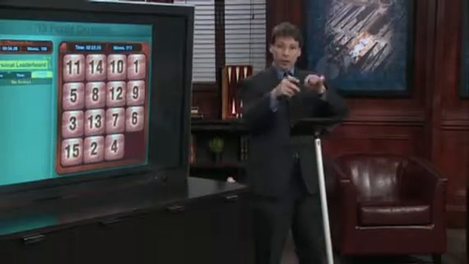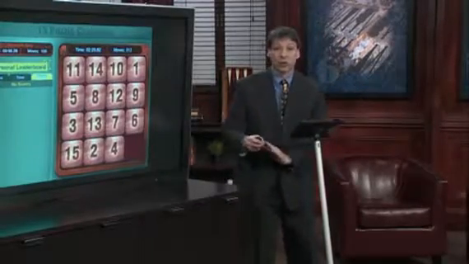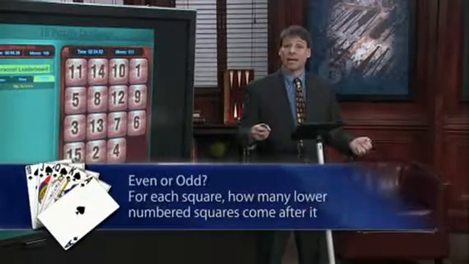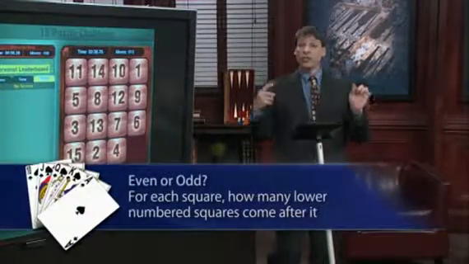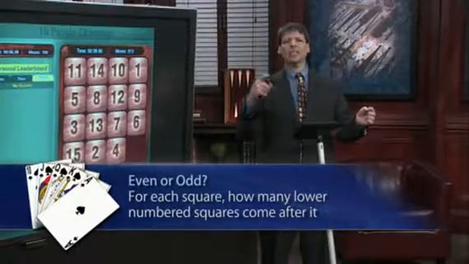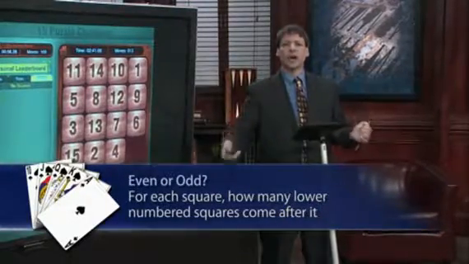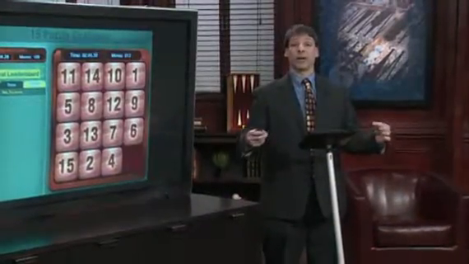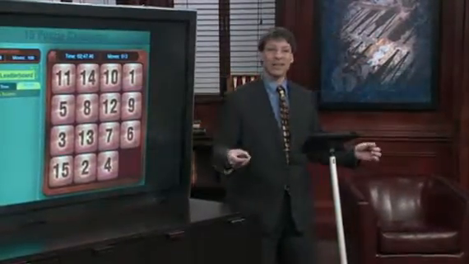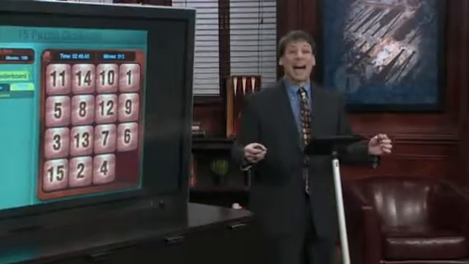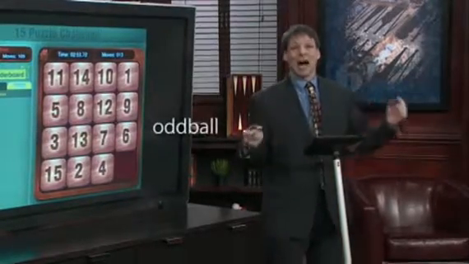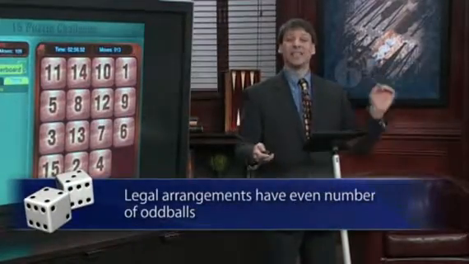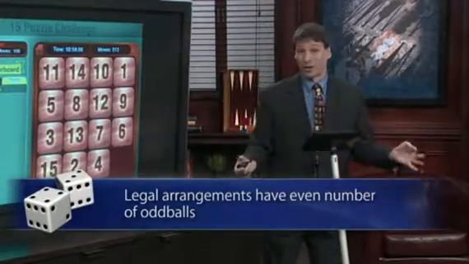After moving the blank square to the bottom right-hand corner, you can determine if an arrangement is even or odd by counting for each square how many lower numbered squares come after it. If it has an odd number of smaller numbers that come after it, we call that square an oddball. At least I do. A legal arrangement has to have an even number of oddballs.